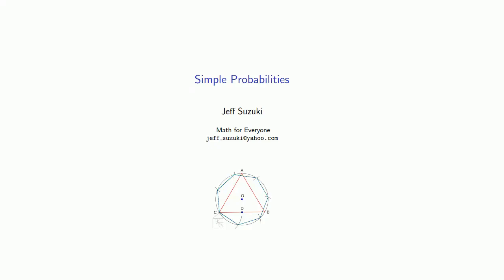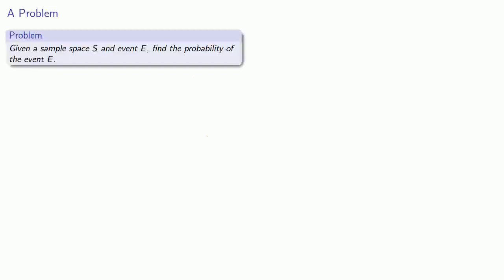So let's see if we can calculate some simple probabilities. So the basic problem is the following. Given a sample space S and some event E, find the probability of the event E. And in general, this problem is unsolvable.